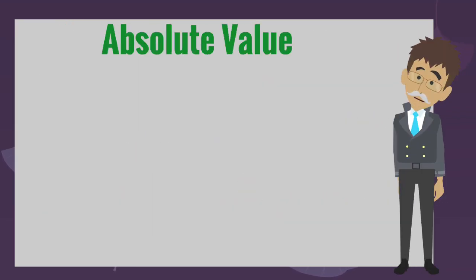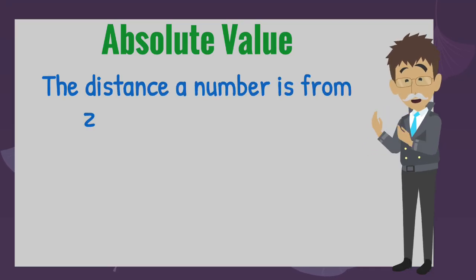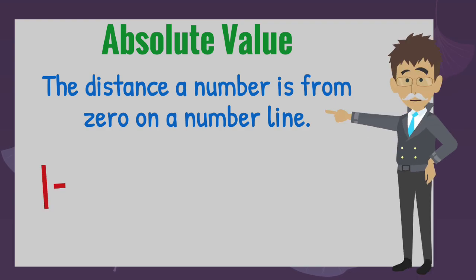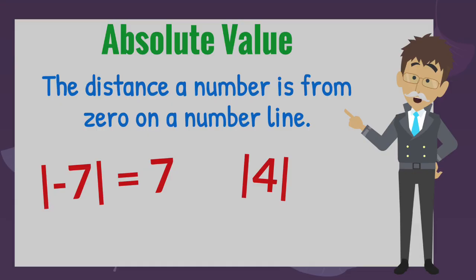Absolute value. The distance a number is from 0 on a number line. Absolute value is always non-negative. For example, the absolute value of -7 is 7. The absolute value of 4 is 4.